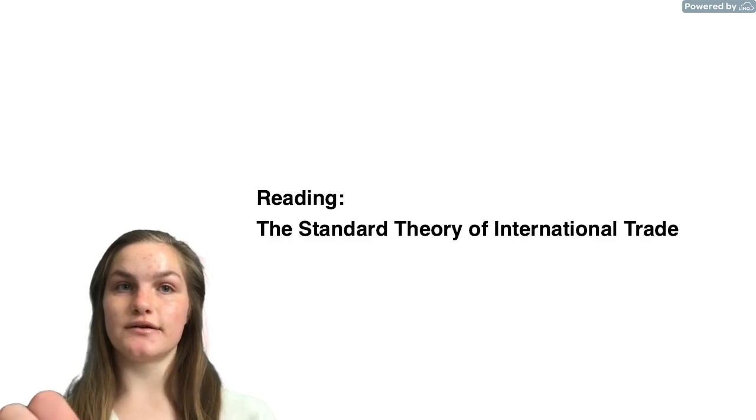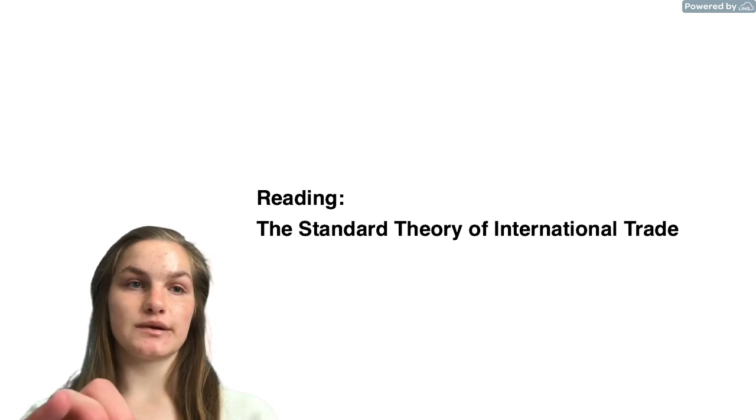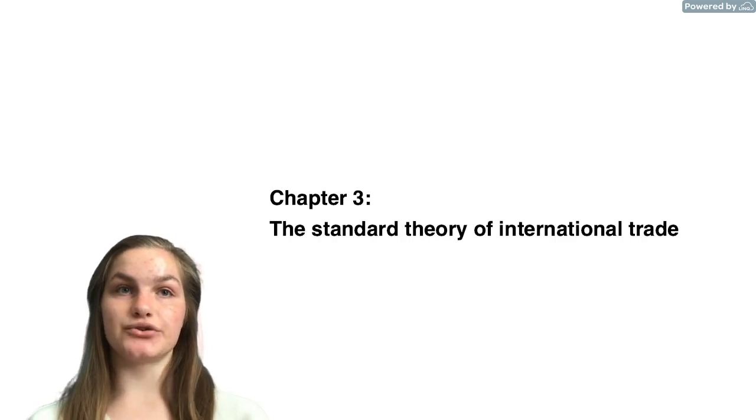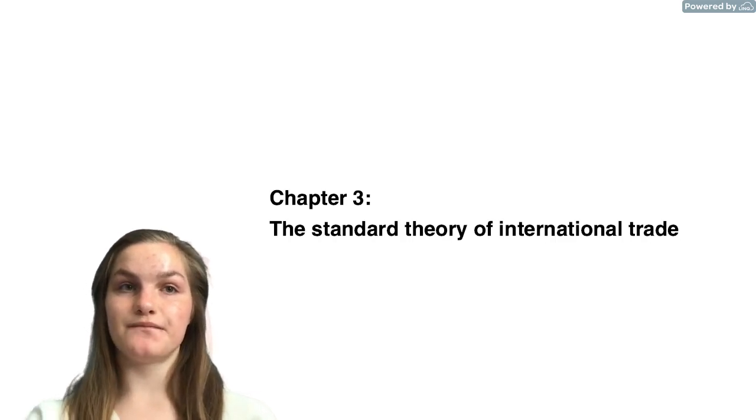So finally we have reached Objective 3. If you open up Objective 3 and go to Course Resources, we can open up the first reading together, called The Standard Theory of International Trade. So you can open that. So this is Chapter 3, The Standard Theory of International Trade.